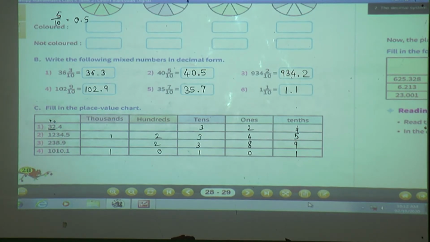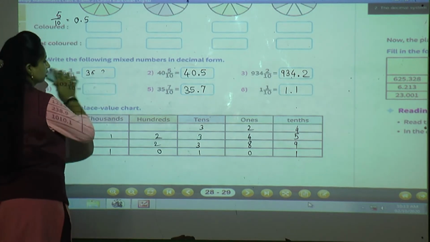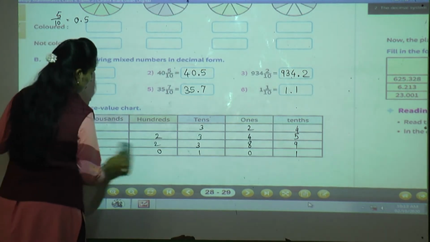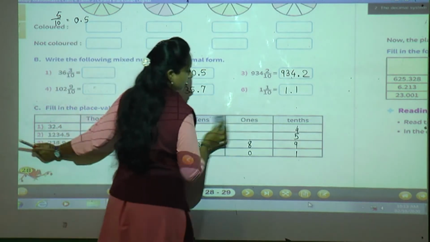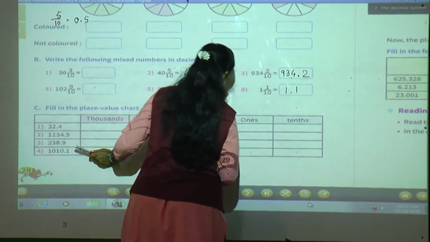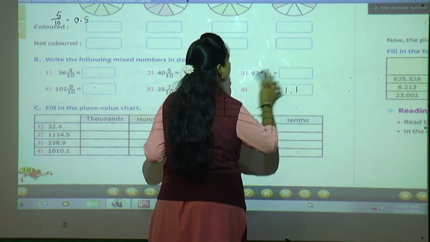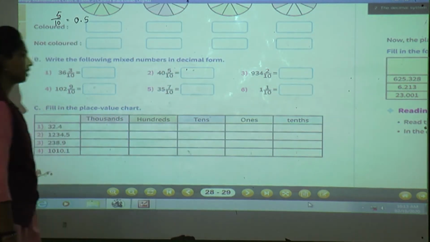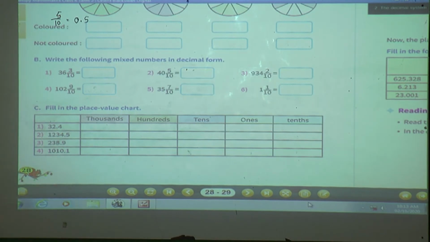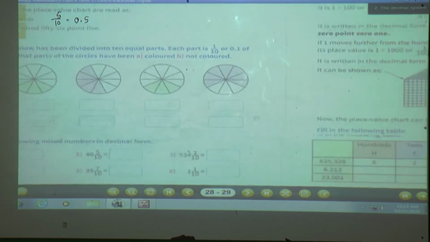Very good. Now we will move to the next. Now this exercise 2.1 you are going to solve after this session in the textbook itself, with a pencil, not with a pen.